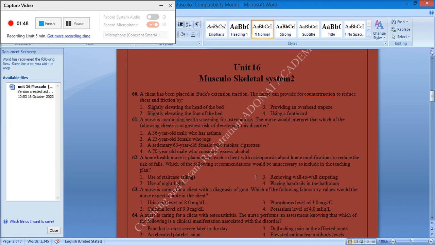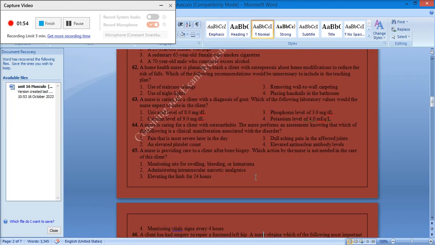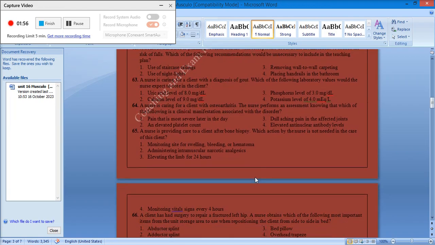63. A nurse is caring for a client with a diagnosis of gout. Which of the following laboratory values would the nurse expect to note in the client? 1. Uric acid level of 8.0 mg per dL. 2. Calcium level of 9.0 mg per dL. 3. Phosphorus level of 3.0 mg per dL. 4. Potassium level of 4.0 milliequivalents per liter. The correct answer is 1. Uric acid level of 8.0 mg per dL.